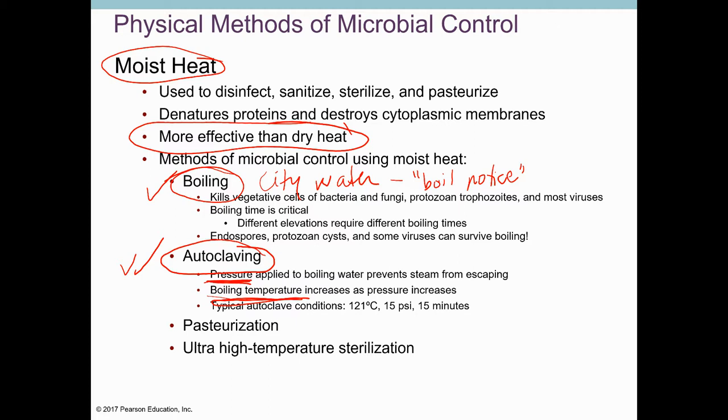So boiling is all about killing everything. The only problem with boiling is endospores. Some cysts and viruses can survive, so that's when you definitely need to go to autoclaving for those kinds of concerns.